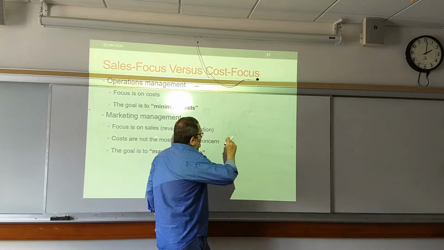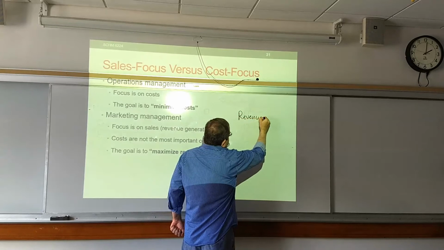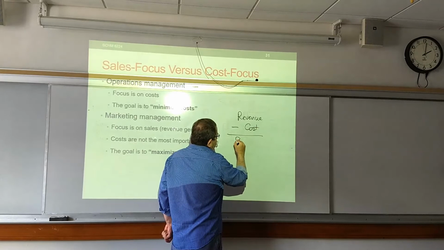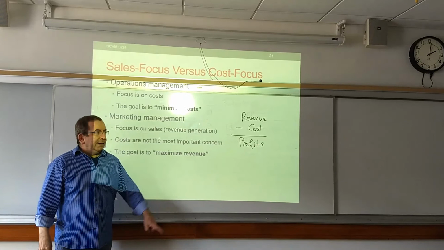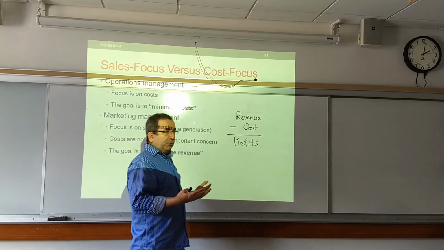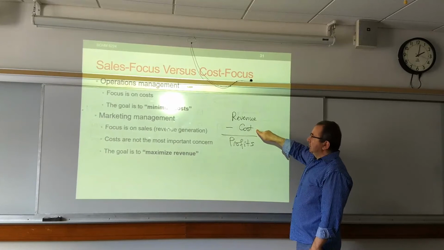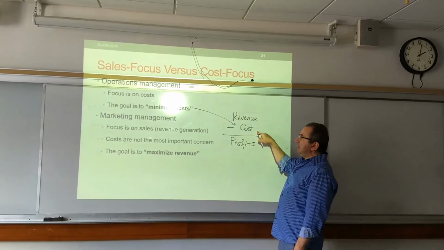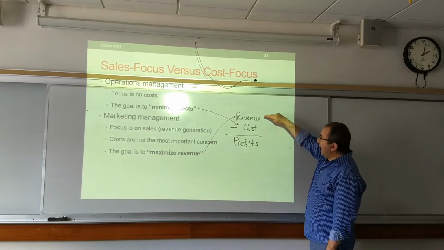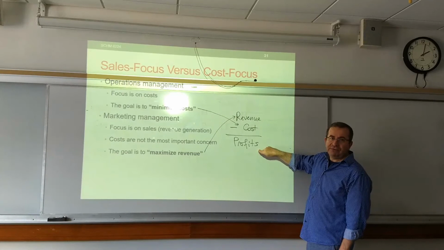How does that work? So you earn sales revenue, okay, minus your cost of goods sold, and then you earn your profits, okay? Revenues, cost, and profit. Now, operations management, the people who make and deliver the products and services, focus on cost, okay? So their goal is to minimize the costs. And marketing and sales tries to maximize revenue, okay? So the higher the revenues and the lower the costs, the higher the profits, okay?